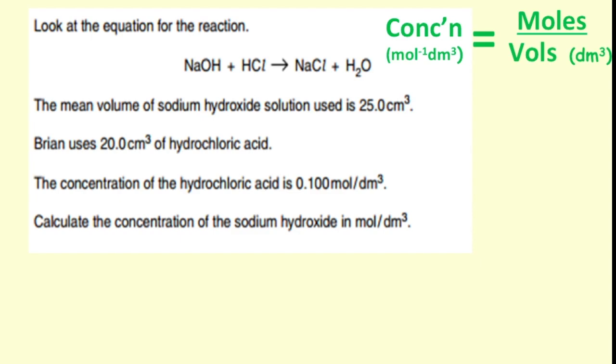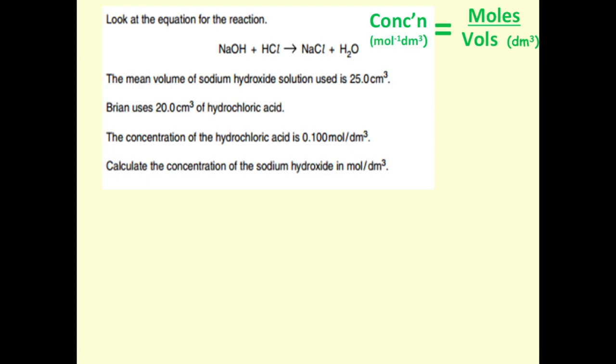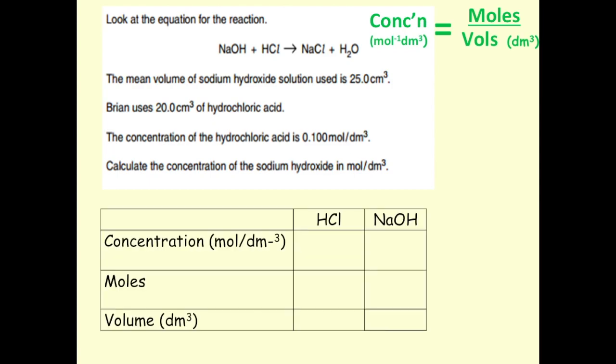Now the problem with this question is when you look at the last sentence, calculate the concentration of the sodium hydroxide. If you try and put the figures above it into that equation, you'll quickly realize you do not have enough figures to work that out. So that's why it's a little bit tricky at first. So what you're going to do instead is draw out this table, and we're going to work out what we can work out first, rather than worrying about the answer there.